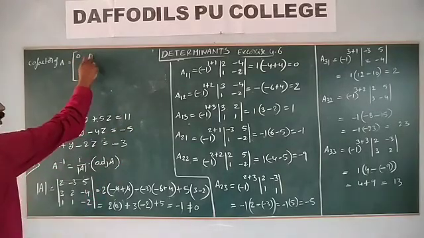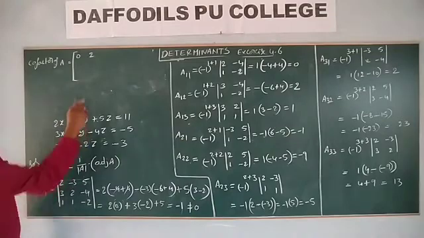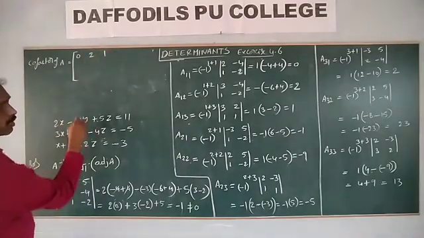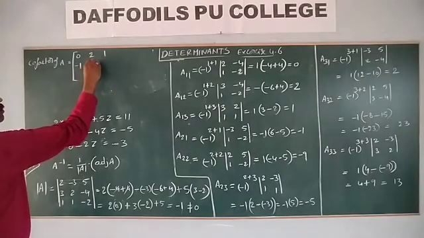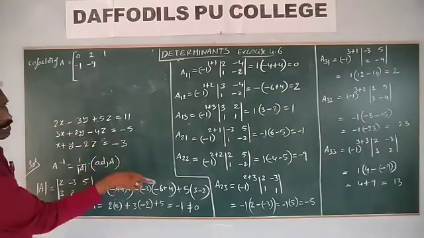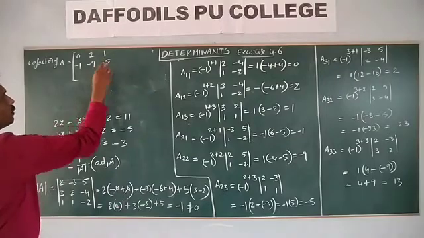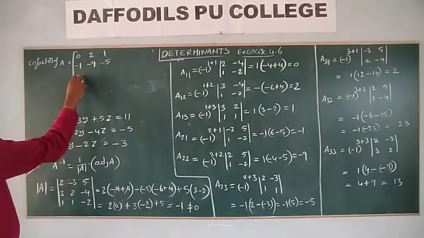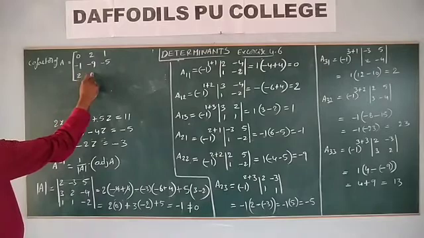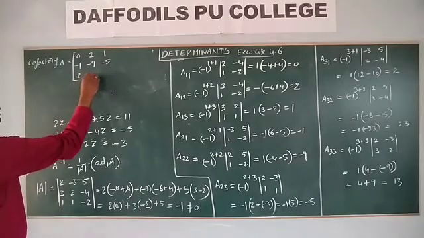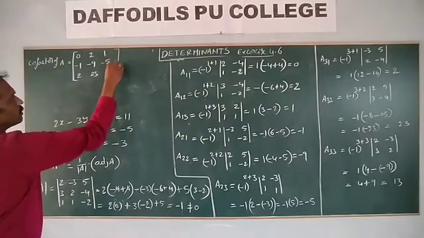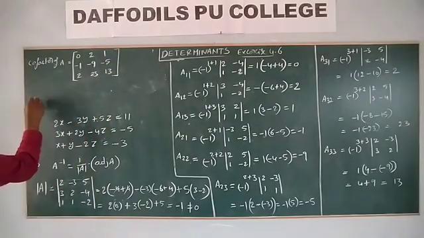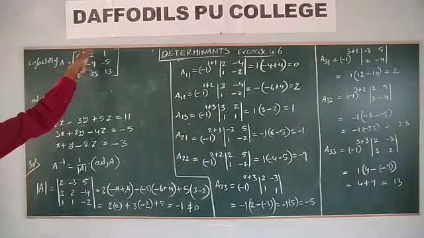A11 0, A12 2, A13 1, A21 minus 1, A22 minus 9, A23 minus 5. Next row, A31 2, A32 23, A33 13. This is the cofactor. Next, adjoint. Adjoint is transpose of this one.